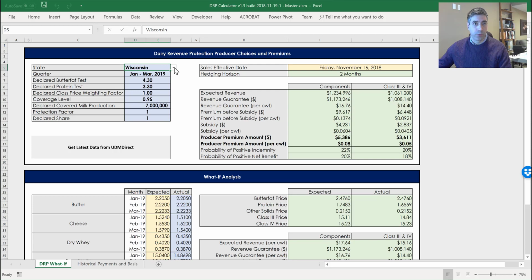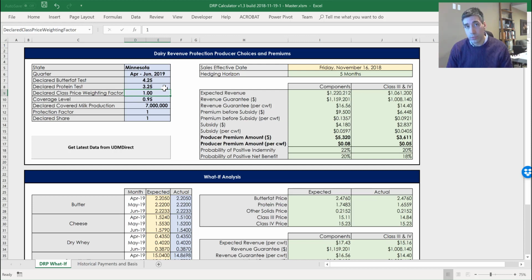Let's enter the data, for example, for Minnesota, the state where I reside in. Not Mississippi, Minnesota. Second quarter of 2019. Let's choose 425 butterfat, 325 protein. Declared class price weighting factor of 1.0 means that the entire weight is on class 3. Now, you can either choose the policy with components, or you can choose the policy or endorsement with class 3 and 4. Those are two separate endorsements.